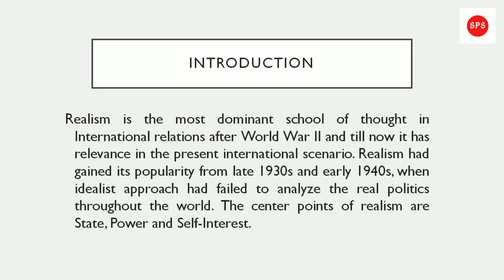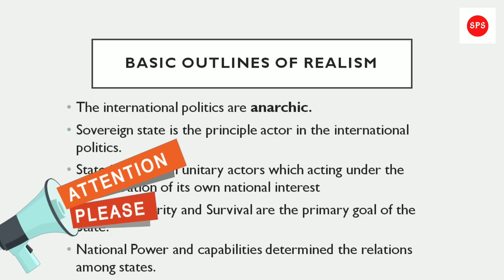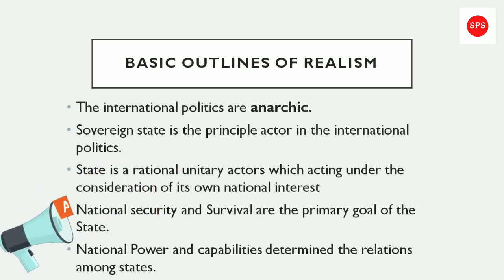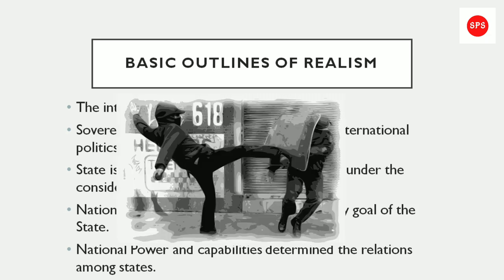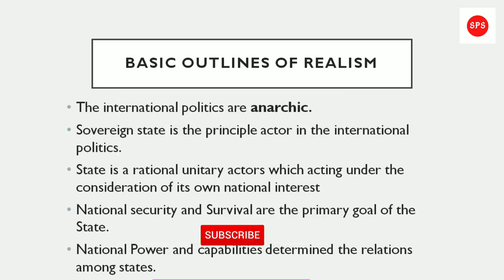Before you get into the details of realism, you need to get into the basic outlines of realism. So what are the basic outlines of realism? The basic outlines of realism are: international politics is anarchic. Anarchy refers to the absence of authority or governing body. That means in international politics, there is an absence of central authority. The next one is, the sovereign state is the principal actor in international politics. Since international politics does not have central authority, that is why the state is the principal actor in international politics.